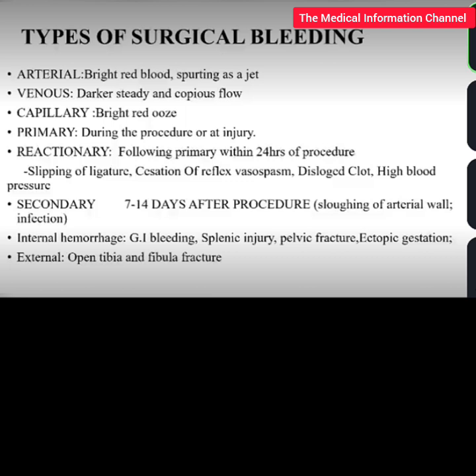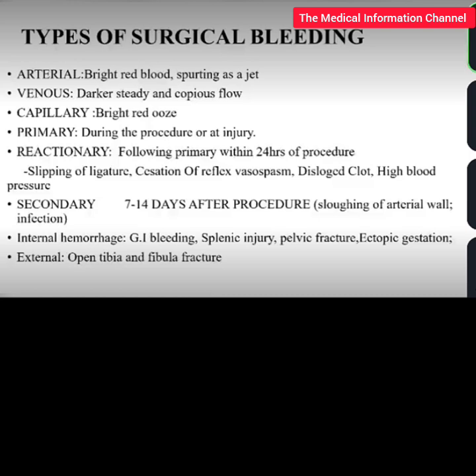So I'll just run through types of surgical bleeds. Arterial bleed is bright red blood spurting as a jet. Venous blood is usually dark, steady with copious flow. Capillary blood is like a bright red ooze, but not as bright as arterial. Primary bleeding occurs during the procedure, that's on the operating table.